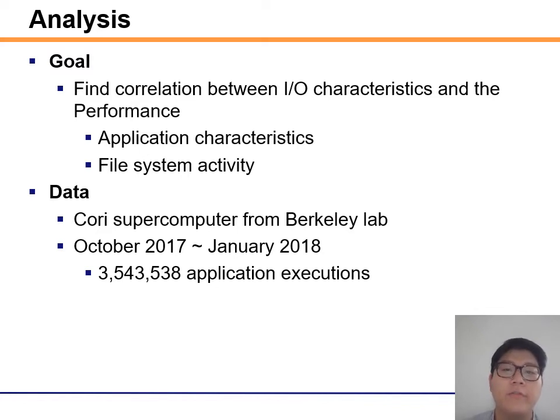For the analysis, our goal was to find correlation between I/O characteristics and the performance. To find the correlation, we categorize features into application characteristics and file system activity. We analyzed each characteristic to see if it has a clear positive or negative correlation with the performance. For the data, we use data from the Cori supercomputer at Berkeley Lab. We use the data from October 2017 to January 2018, and there are over 3 million application execution histories during the time period. Note that each application execution does not mean there are 3 million unique applications. If an application was executed 500 times, then it will create 500 different application execution histories.